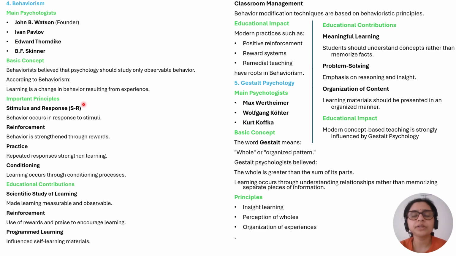So, what are the important principles under this school? First, stimulus and response. That means behavior occurs in response to a particular stimulus. Then, reinforcement. Reinforcement means strengthening a particular behavior by giving rewards. That means if you give more rewards to a student, then the performance of the student will increase. Then practice. Repeated responses will strengthen the learning. Then conditioning. Learning occurs through conditioning processes.